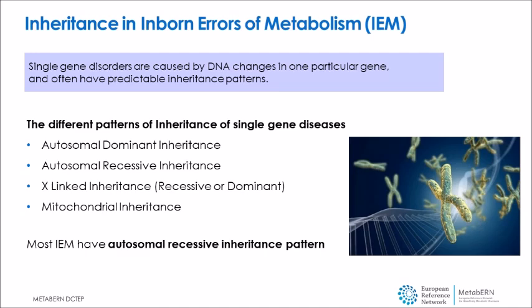If the mutation affects one of the 22 autosomes, the heredity is said to be autosomal dominant or recessive. In case of inheritance linked to the X chromosome, this could be recessive or dominant. And in case of mitochondrial inheritance, the transmission is from the mothers. One has to keep in mind that most inborn errors of metabolism have an autosomal recessive pattern of inheritance.